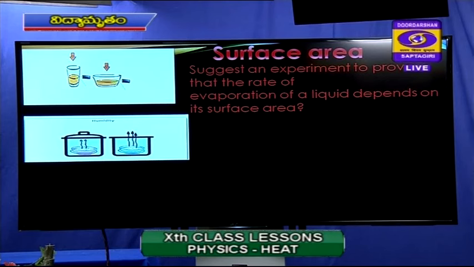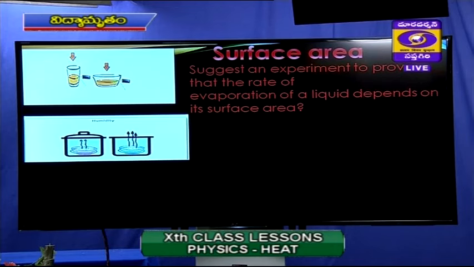Experiment means what you observed, how you can do the experiment, what is the aim, what is the apparatus, what is the procedure, what are the precautions, what is the principle involved, what are the observations, and what is the final result. Only you have to know that. Just here you can take the aim to prove that the rate of evaporation of a liquid depends upon its surface area. In the question only that is there, no.